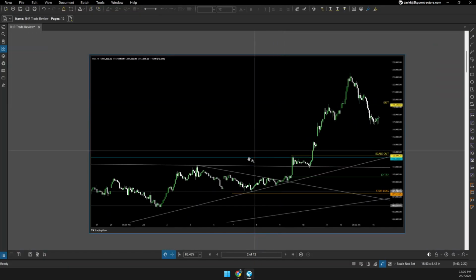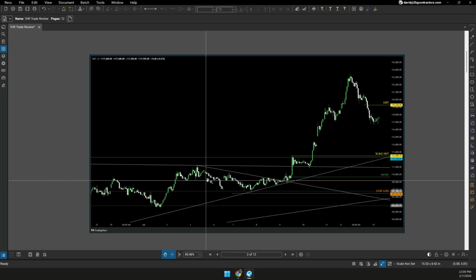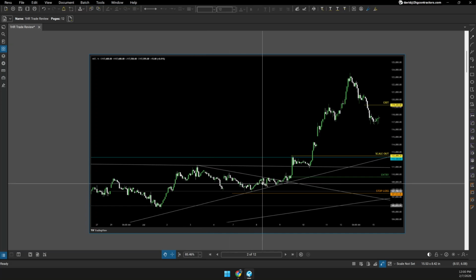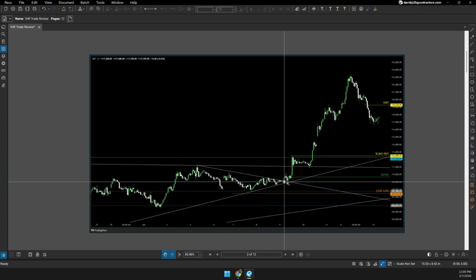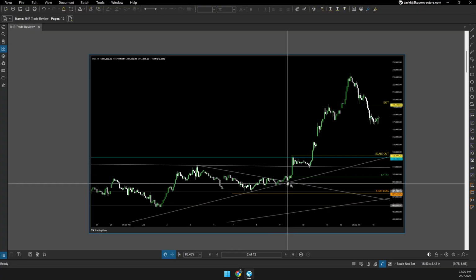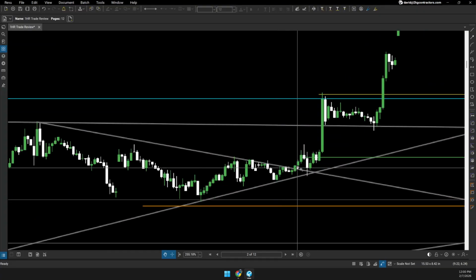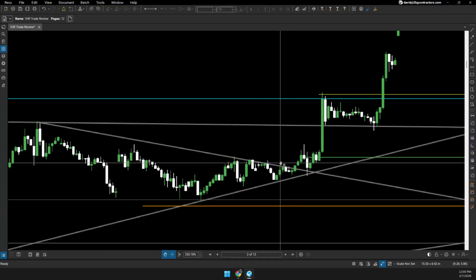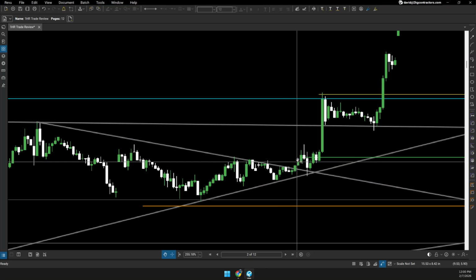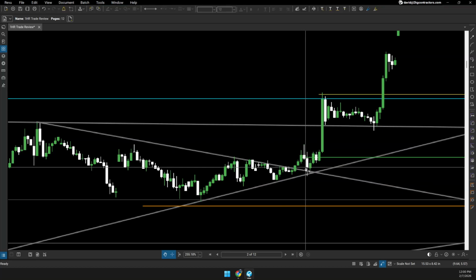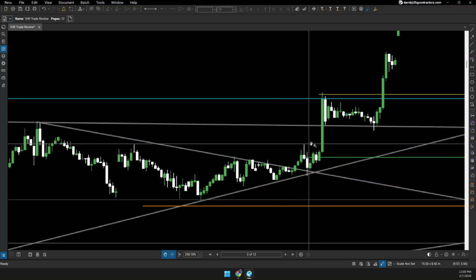So you can kind of see how this was basically a consolidation that was just getting narrower and narrower, and just pretty much got pinched in that wedge, got a little wedge, and got a good breakout on it. Now that I'm really wanting more of a retest, I probably would have waited for this break, this pullback, and then I probably would have got in up here.